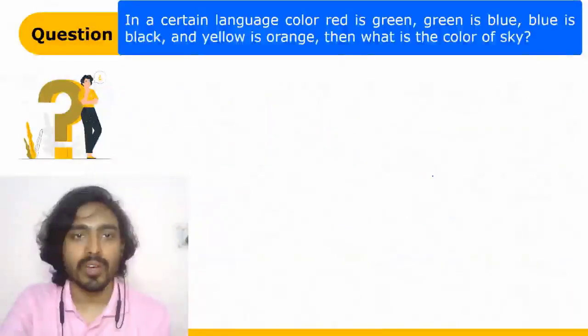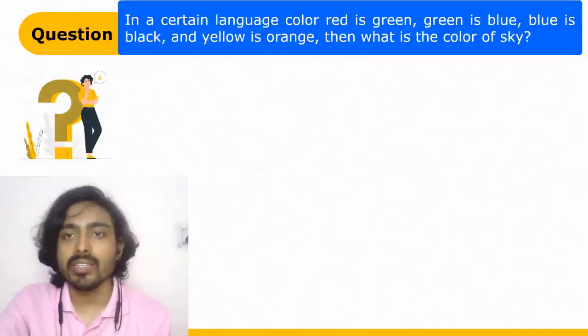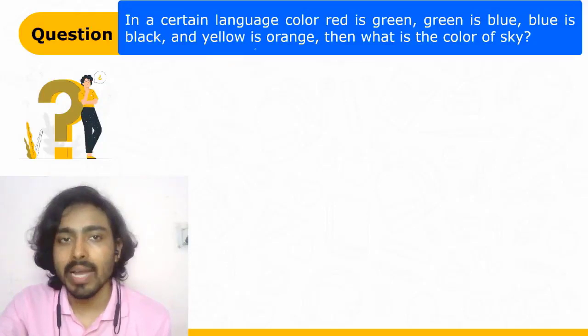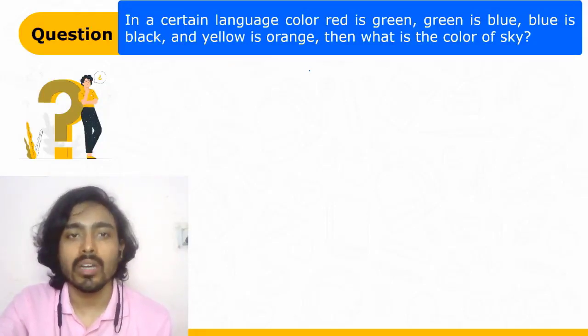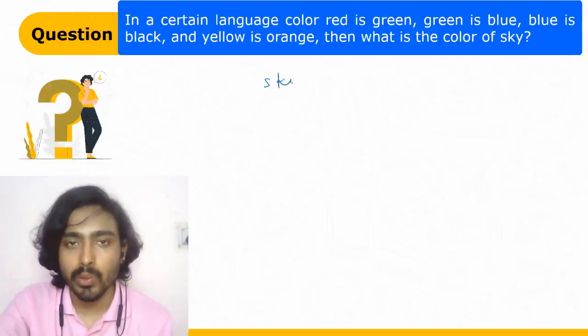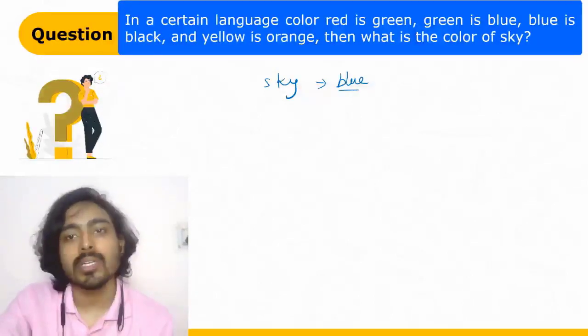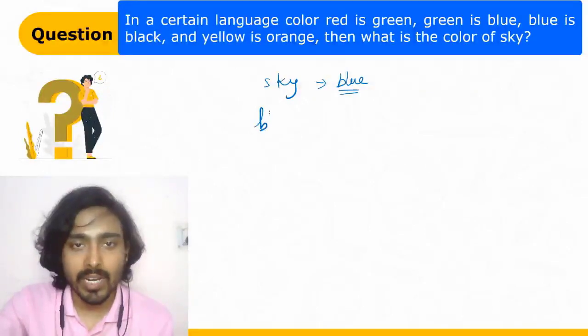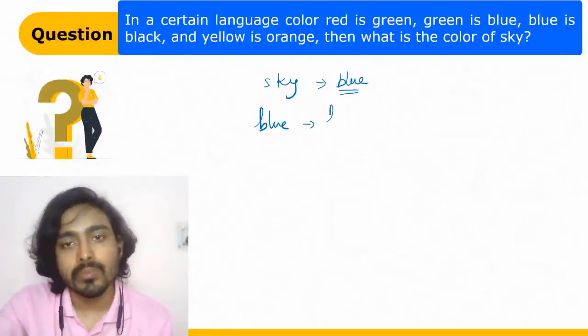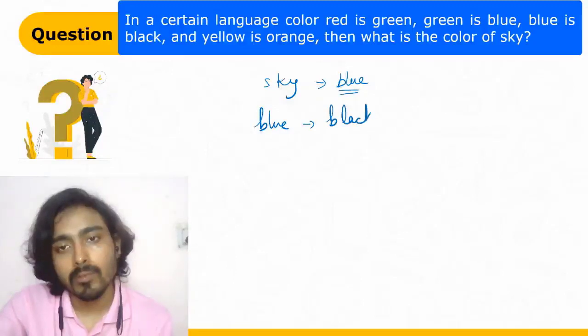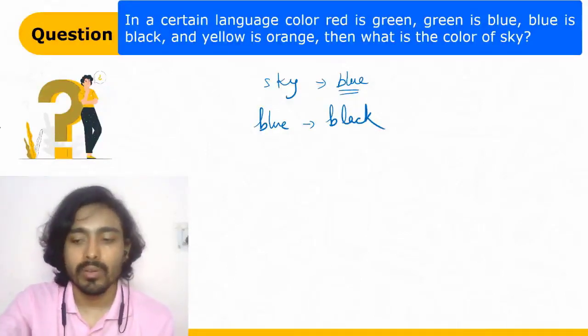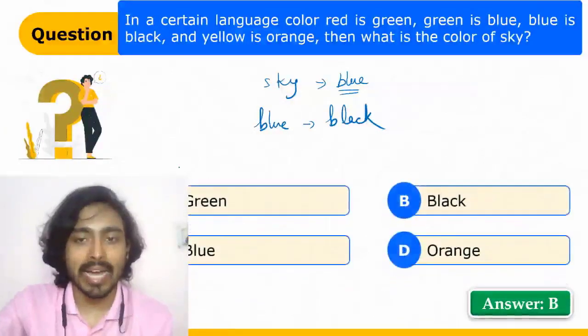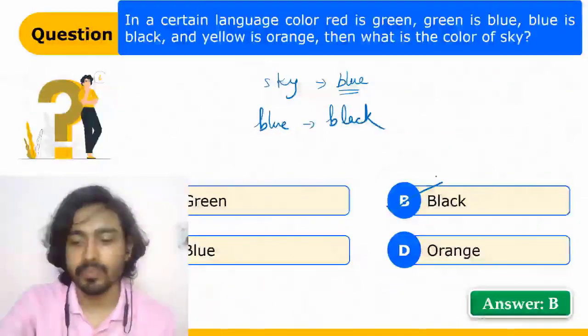D. Let's move ahead. In a certain language, red is green, green is blue, and blue is black, yellow is orange. What is the color of sky? We know the sky color is blue. Sky is blue, guys. So we know that blue is black. So therefore, the color we are looking for is black. B is the right answer.